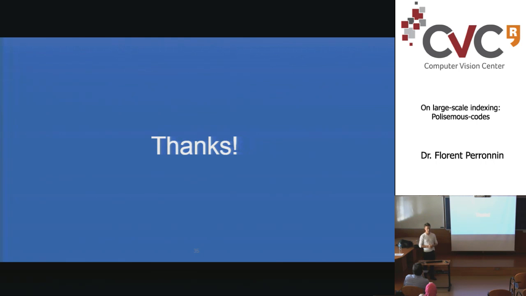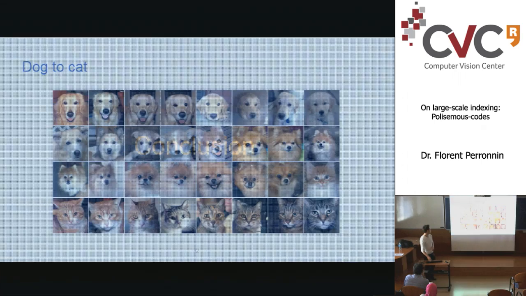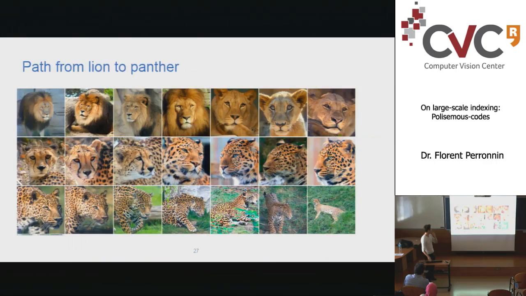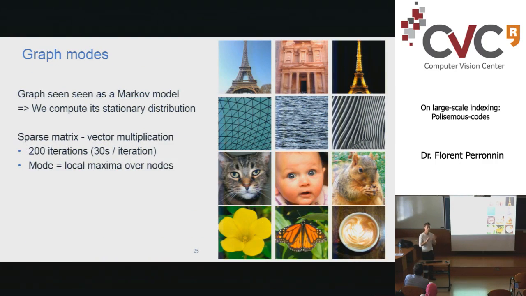Have you applied this on RGB images, or have you tried other types of input data? So the polysemous, I mean, all the PQ, Hamming embedding, polysemous code, etc.